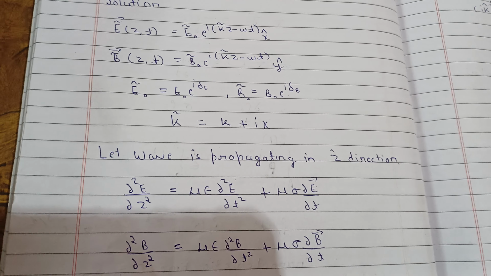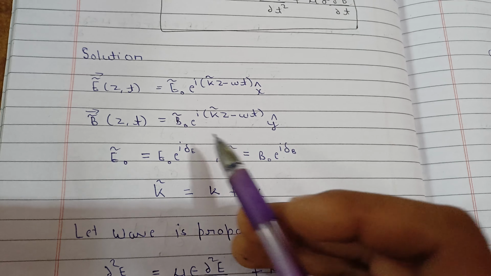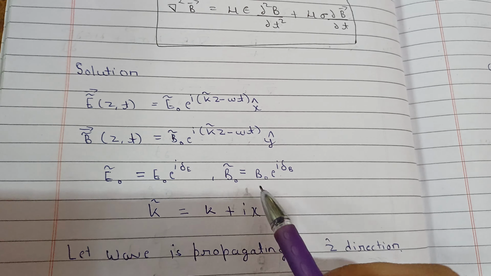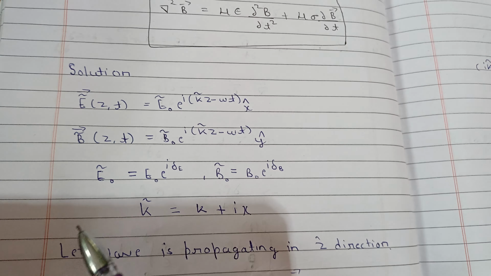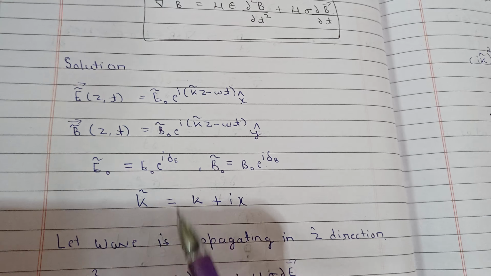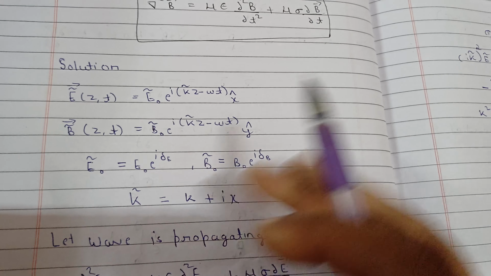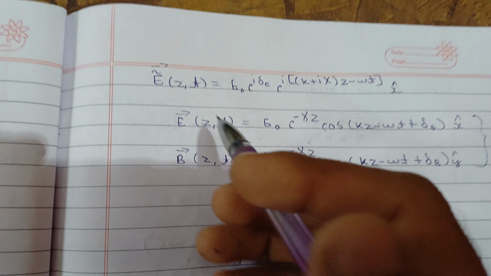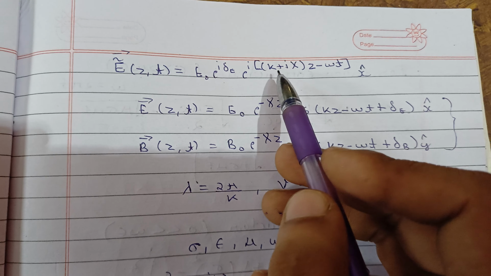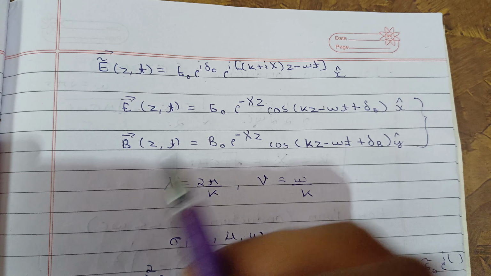So now to find the solution, we have to find the real part. Let's substitute the value of E naught complex and B naught complex and take the real part out of it. In place of k complex we will substitute this, and we'll take the real part out. So we'll get E complex (z,t) equal to E naught exponential i delta E exponential i (k plus iota kappa) z minus omega t, x cap.